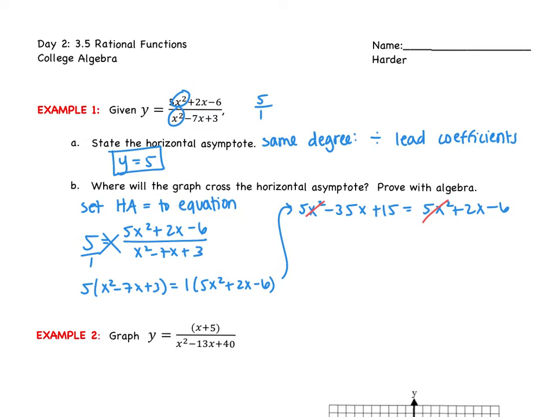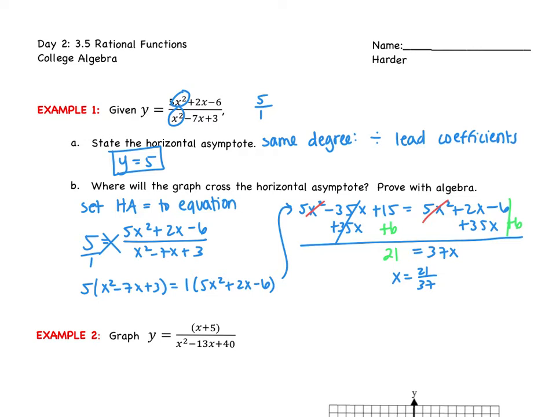So now I just need to get the x's together, the numbers together. So what I'm going to do is add 35x to the right side. And when I do, on the right side of the equation, I get 37x. What I'm also going to do is move that negative 6 to the left side. And then 15 plus 6 will give me 21. So when I divide by 37, I get 21 over 37.